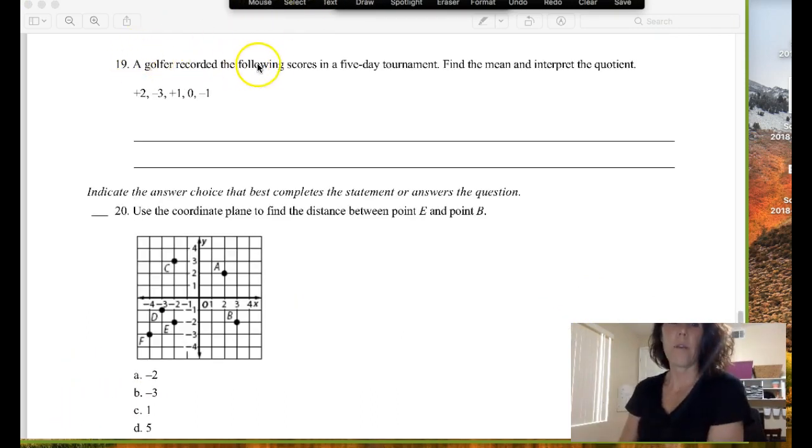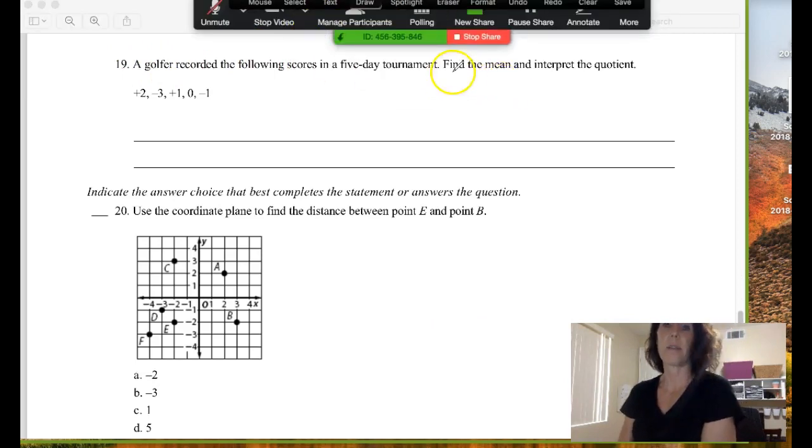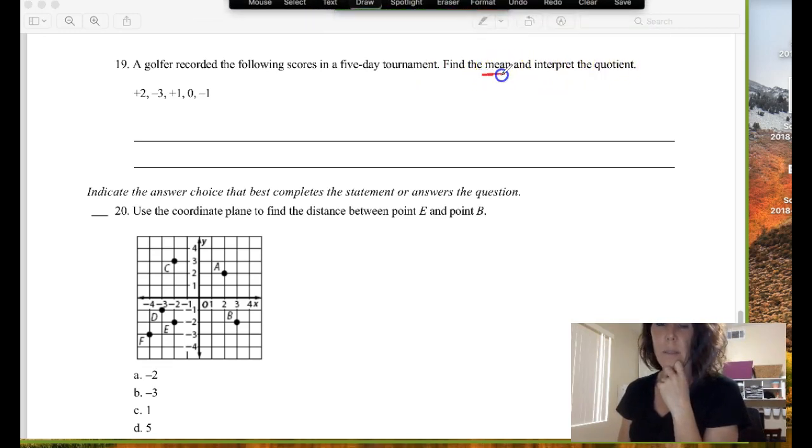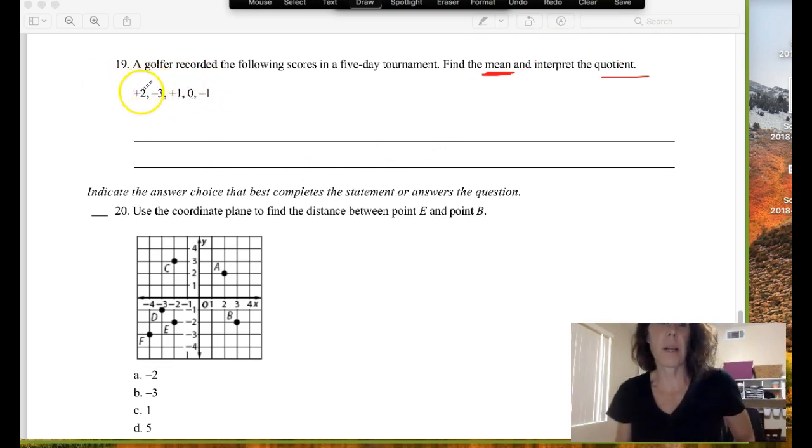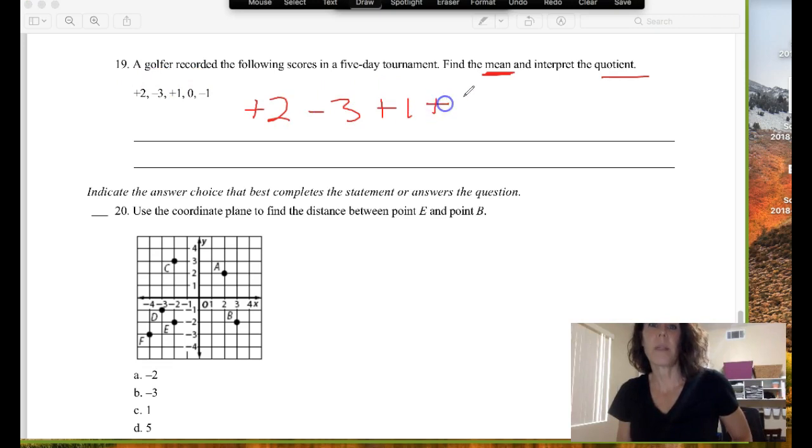Okay, so a golfer recorded the following scores in a 5-day tournament. Ooh, golfing for 5 days sounds fun. Find the mean and interpret the quotient. Okay, the mean means the average, and the quotient just means the division problem. Interpret the mean is what they're saying. What does the mean mean? All right, so here are the scores. So we're going to have +2, -3, +1, +0, -1. There are 1, 2, 3, 4, 5 days.